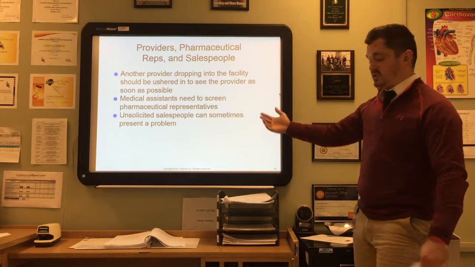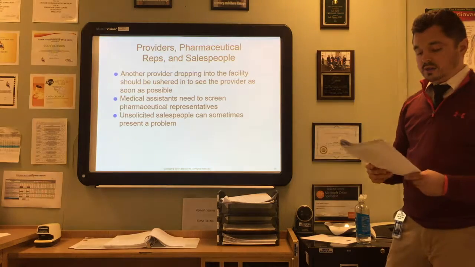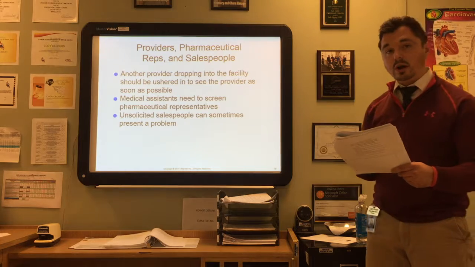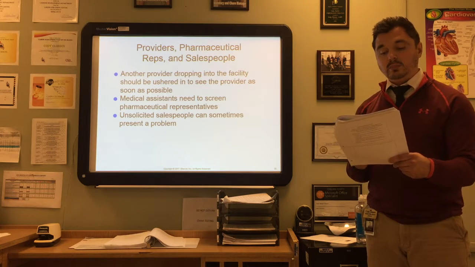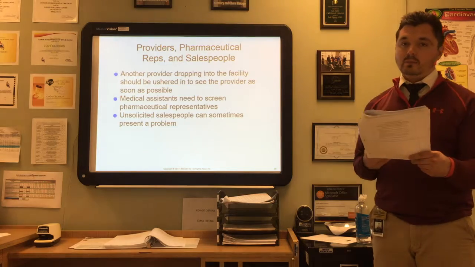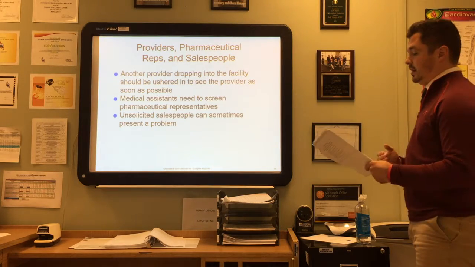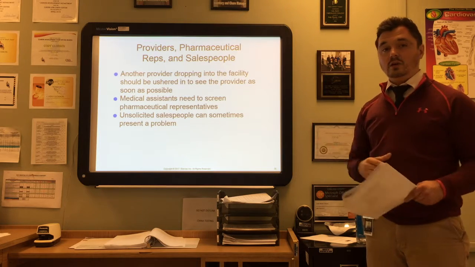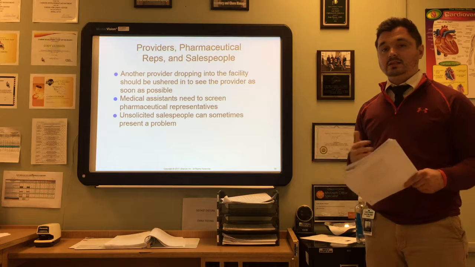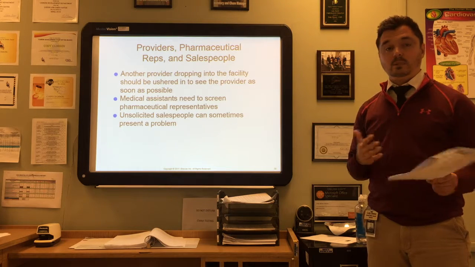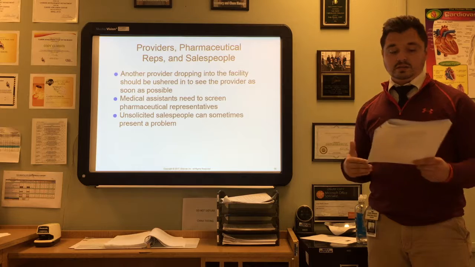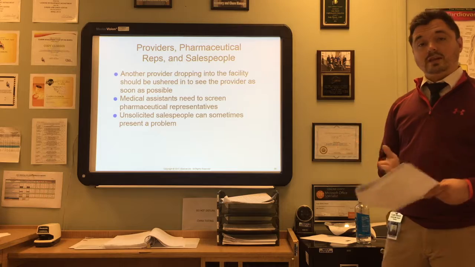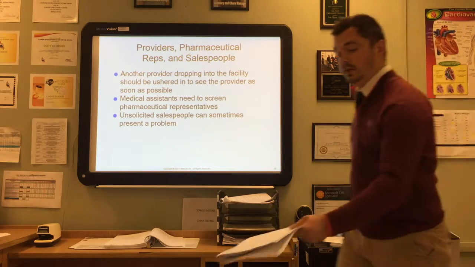Medical assistants need to screen pharmaceutical reps. Okay, pharmaceutical representatives will oftentimes bring in samples of medications and things like that. The pharmaceutical representative is usually quite understanding and cooperative and willing to wait patiently for a long time for a short meeting with that provider. Okay. Unsolicited salespeople can sometimes present a problem though, so it's important that you have a list and you know the pharmaceutical companies that you work with. And if they're unsolicited salespeople and they want an appointment with the provider, have them leave the materials and let them know that the doctor will call them back if he requires or requests any other information from them.